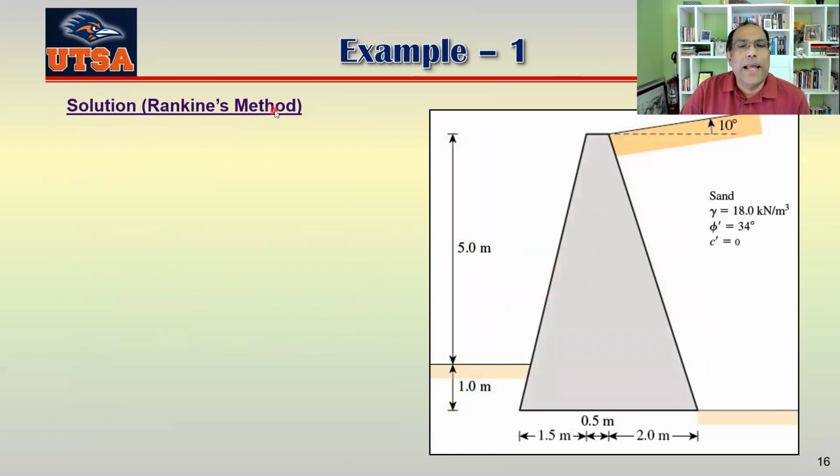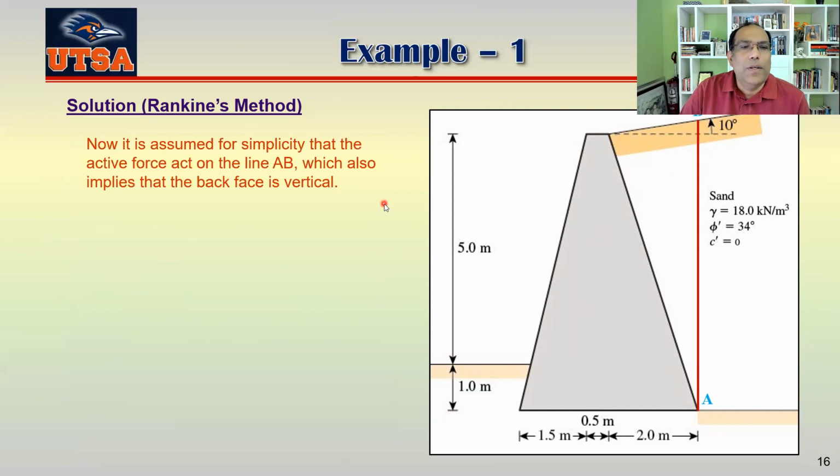So let's start with Rankine's method. If you see Rankine's method, first of all, we have to find the corner here. We have to draw a line from here all the way to the surface. So this is our point A, and then I have to draw that line here, and this one intersects at point B there. Now we can assume for simplicity that the active force acts on the line AB, which also implies that the back face is vertical here.